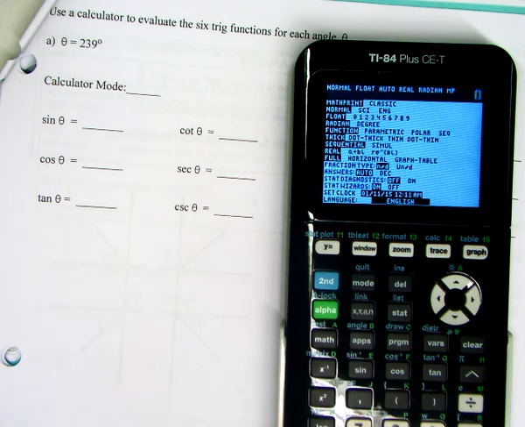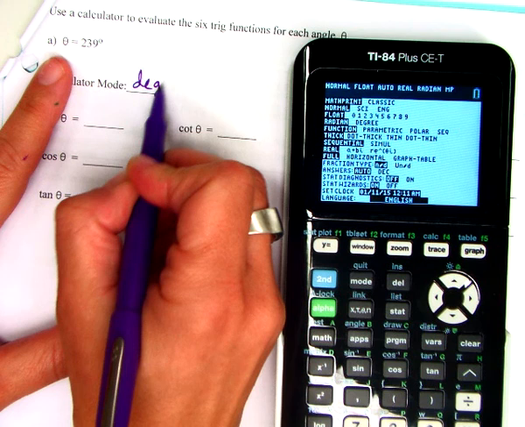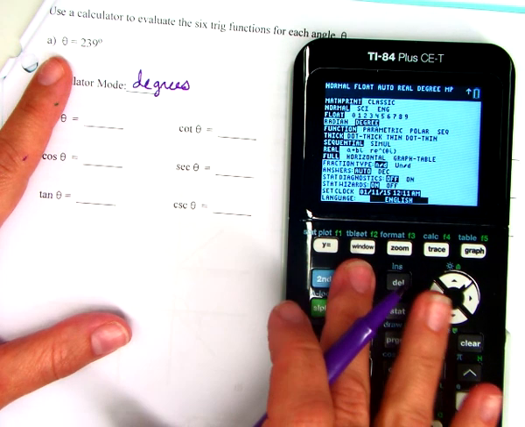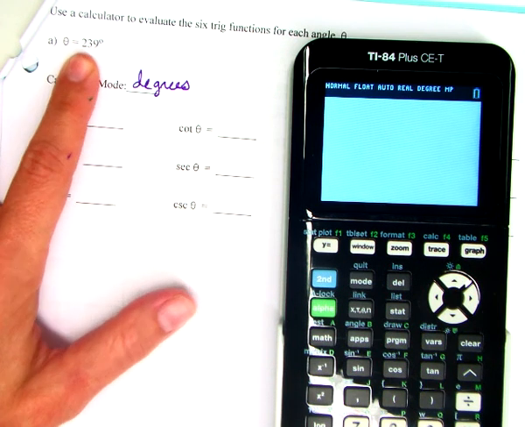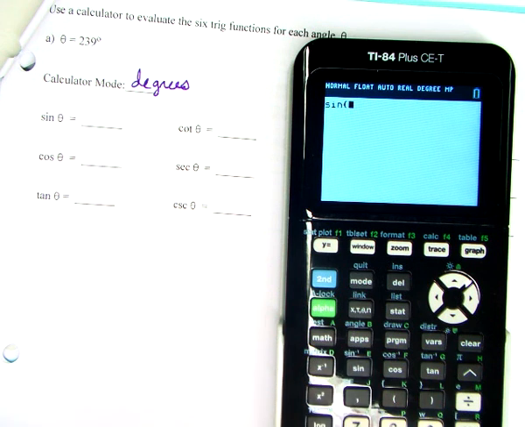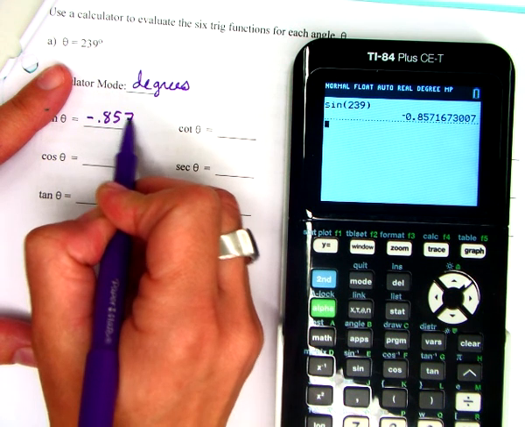So for this first one, notice it says theta equals 239 degrees. So my calculator needs to be in degrees. And so I'll go over and switch it. And I can quit out of my mode. All right, so to find the sine of that theta, 239, I literally press the sine button, which is right down here. Press sine, and I do 239, and I hit enter. And this is very difficult. Okay, let's round to 3 decimal places.